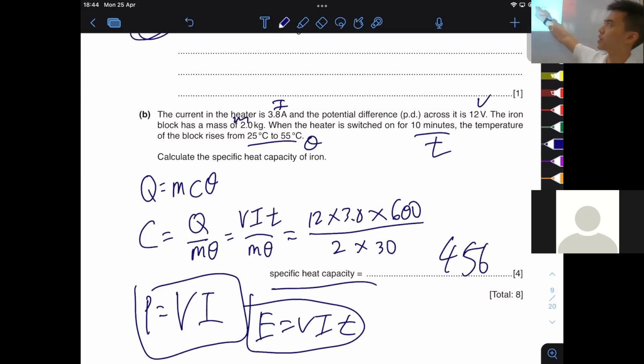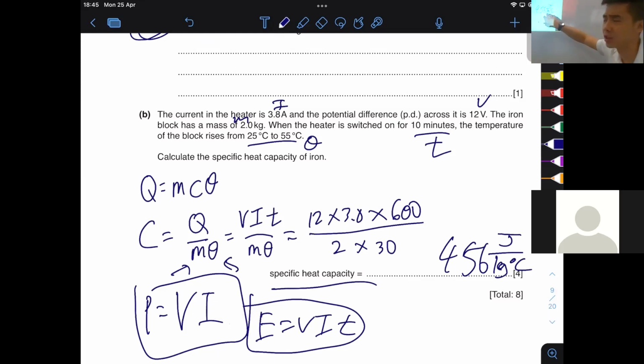How do I find the units for these kind of things again? What's the units? Q is what? Joules. Celsius, this one I know. What's the units for this one here? That's how you get your units.